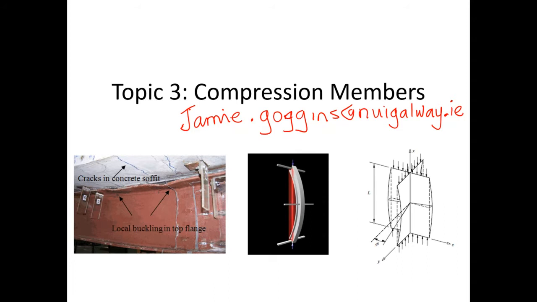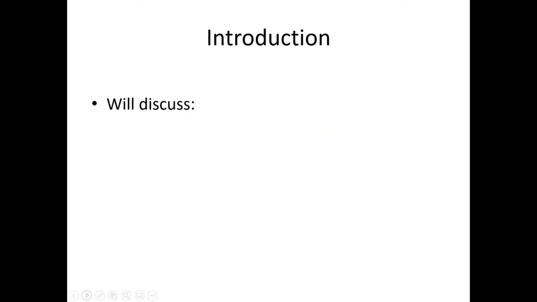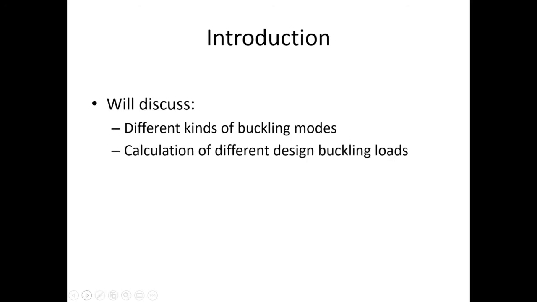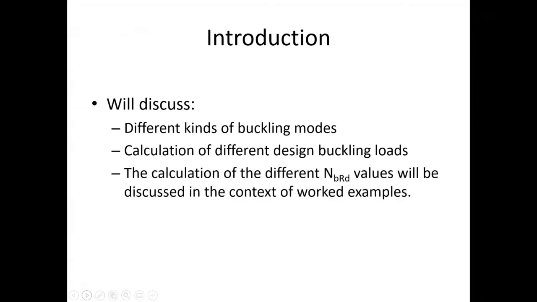Okay, so compression member design. Under compression member design, we've discussed the different kinds of buckling modes, but in this morning session, what we're going to do is concentrate on two buckling modes. One is local buckling and the other is global buckling. We're going to calculate the different design buckling resistances. I'm going to do an example on that and you're going to do one. The calculation of the different buckling resistance values will be discussed.